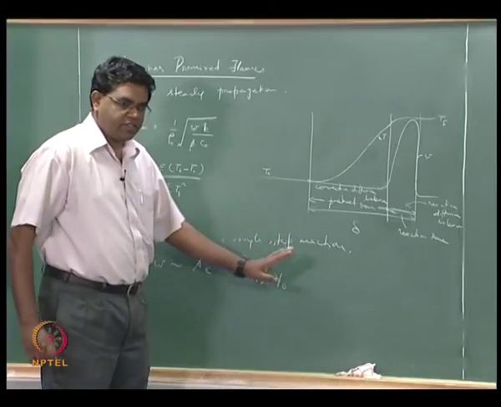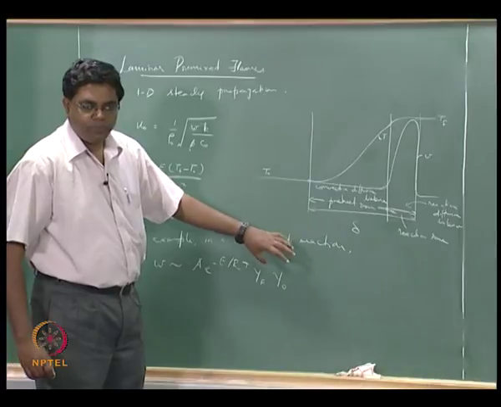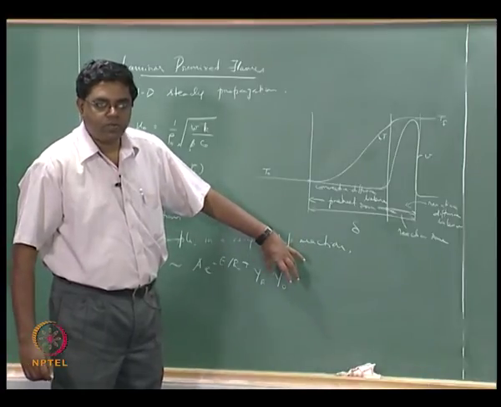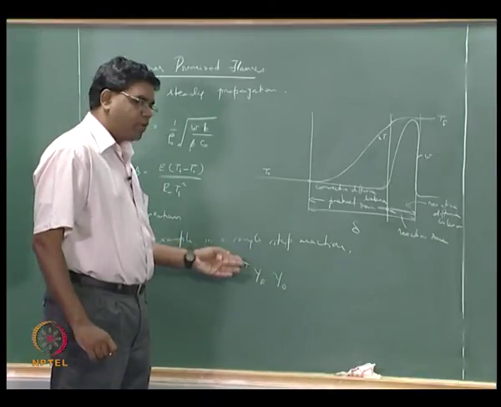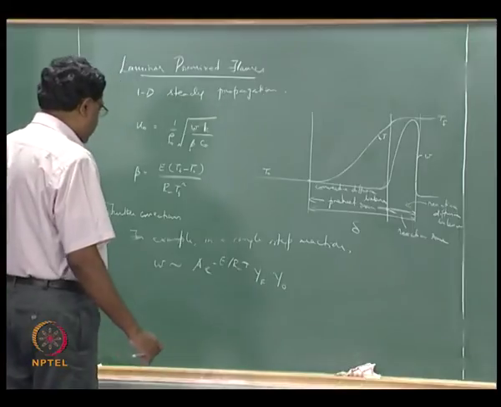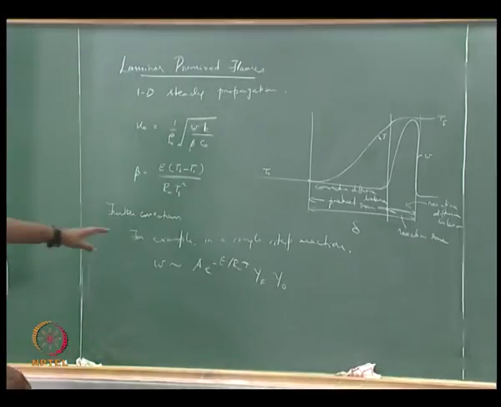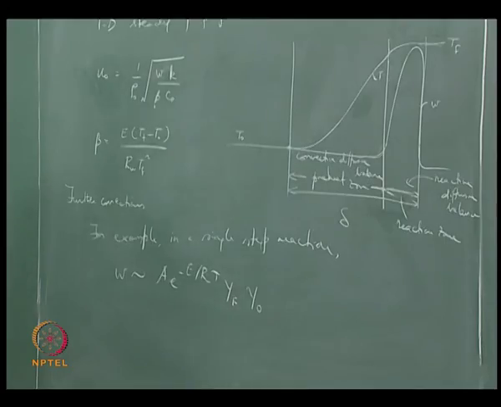As far as this particular argument is concerned, I am just assuming those powers to be 1. It is not very important what those powers are at this moment, or you can keep a power, you can say Y_F power N_F, Y_O power N_O, that is also fine. We can go ahead with this, but it is not very important for the kind of order of magnitude analysis that we are doing here at this stage. So let us say that we have this, right.